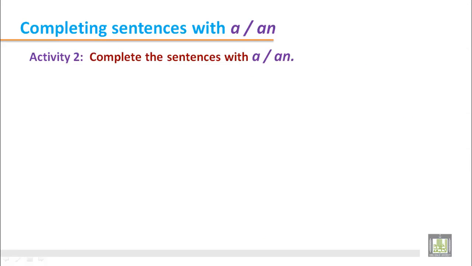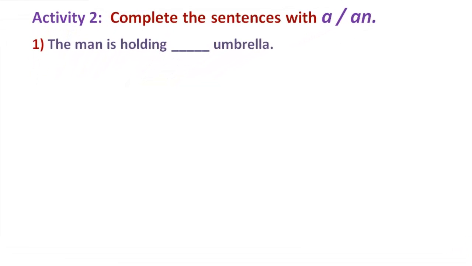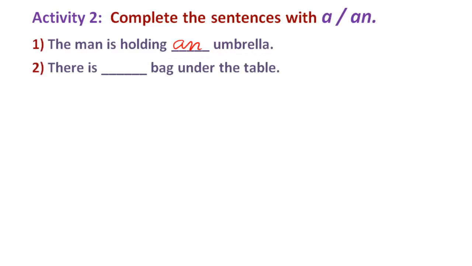Complete these sentences with a or an. Activity 2. Complete the sentences with a or an. Number 1. The man is holding a blank, and we have to decide according to this word, because this word begins with u but it has a vowel sound. The man is holding an umbrella. So we have to put here an umbrella.